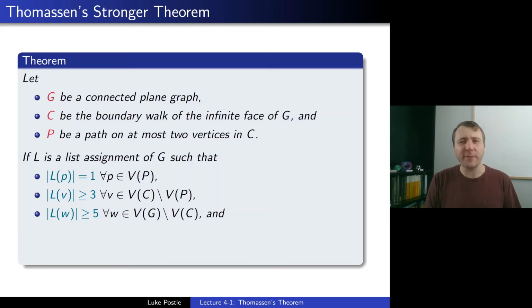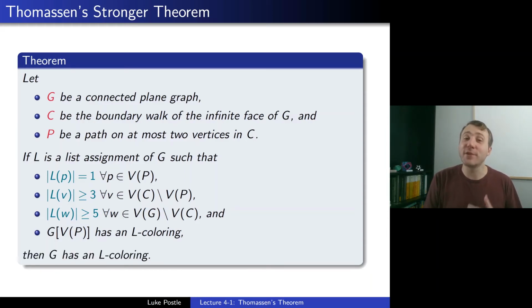So it's almost like a 5-list assignment, but where the outside is 3, except for this pre-colored path on at most 2 vertices. And to get a coloring, I of course need to also assume that the 2 colors of the path are different. That's equivalent to saying G of VP has an L coloring. And if I assume all that, then the theorem is G has an L coloring. So if I have this weird kind of 1, 3, 5 assignment, then I can actually get an L coloring.